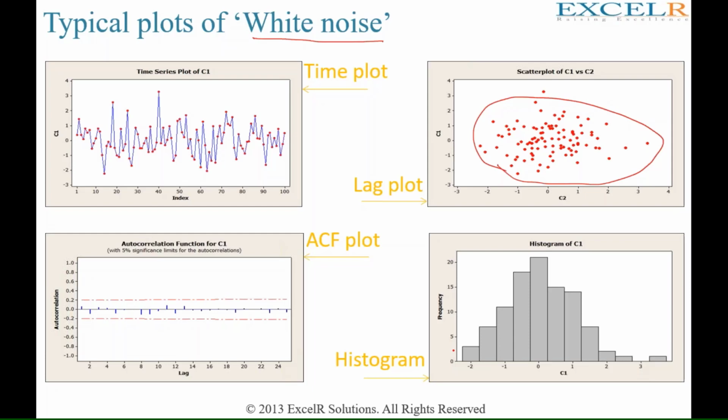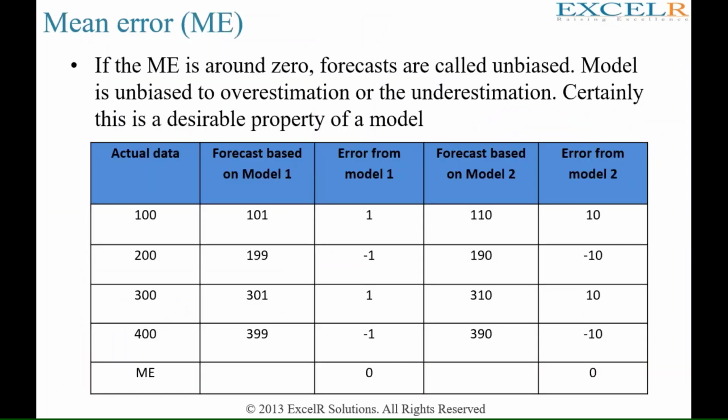And then we have the histogram. When you look at this, the errors are following a normal distribution, which is a good sign basically. Let us understand each and every error measure that we have just seen briefly. The first one that we're going to discuss is mean error.